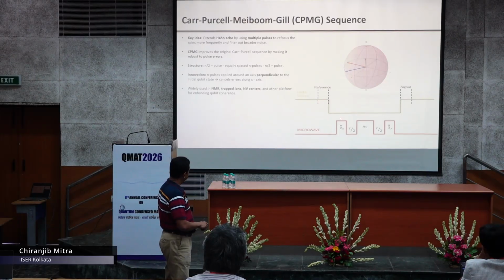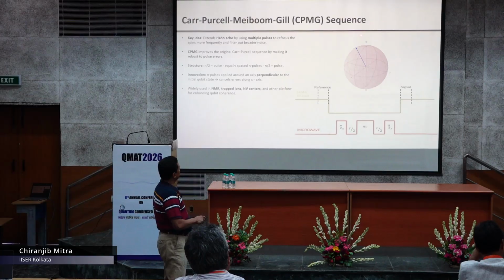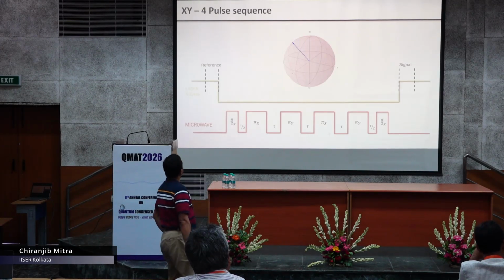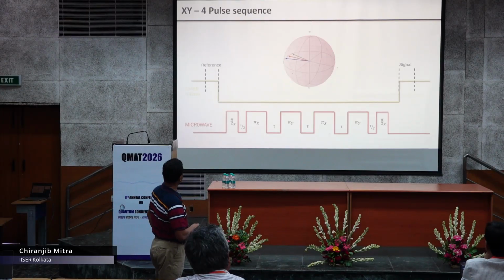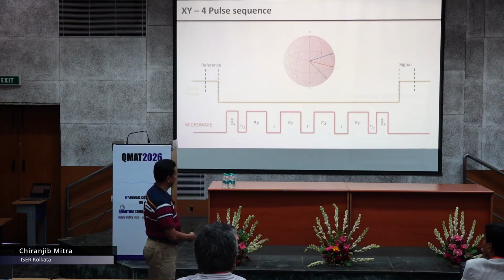So I give the same thing. I give a pi y, and then again pi by 2 x. Just see here. So this goes here like that, and then I give a pi y, and then it goes back. So that's how the measurement is done. Now this is another sequence which is called the XY4 pulse sequence. In one cycle I measure this, and in another cycle I reverse it.